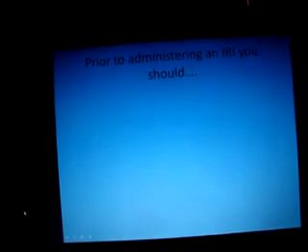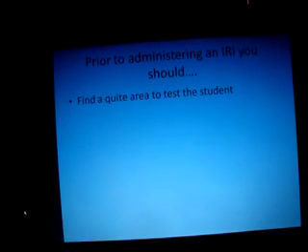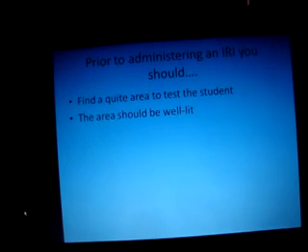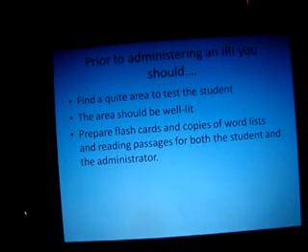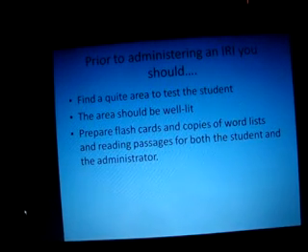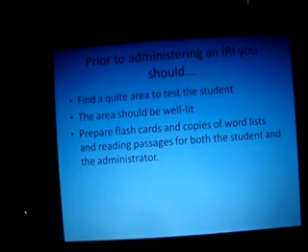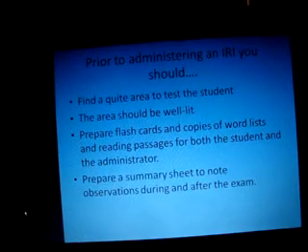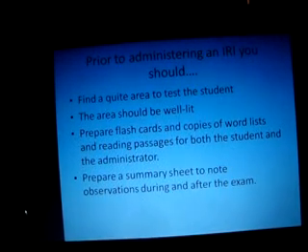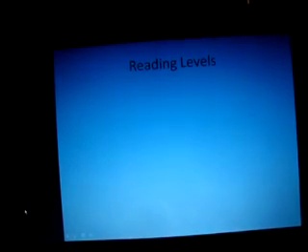Prior to administering an IRI, you should find a quiet area to test the student. The area should be well lit. Prepare flashcards and copies of word lists and reading passages for both the student and the administrator. Prepare a summary sheet to note observations during and after the exam.